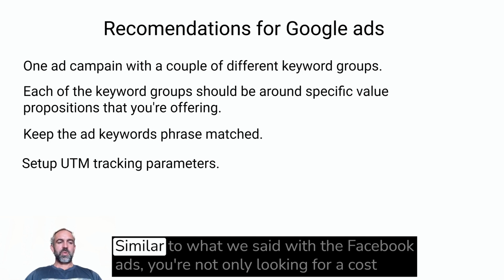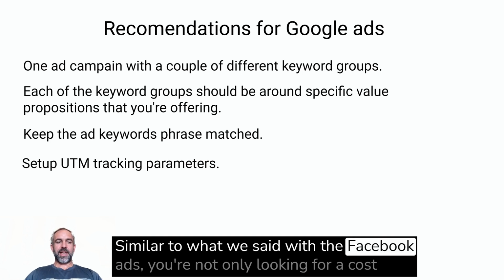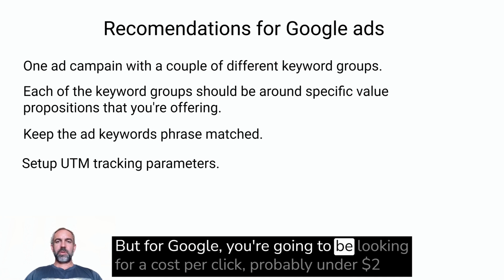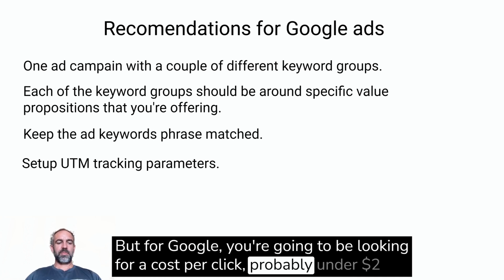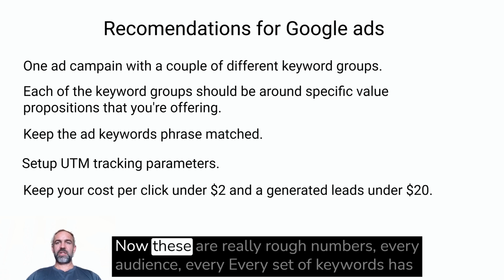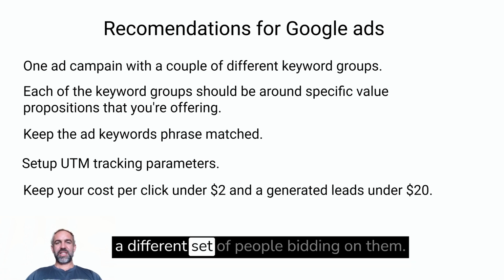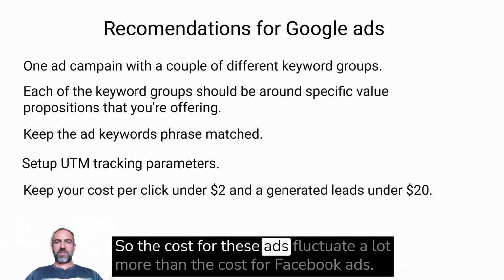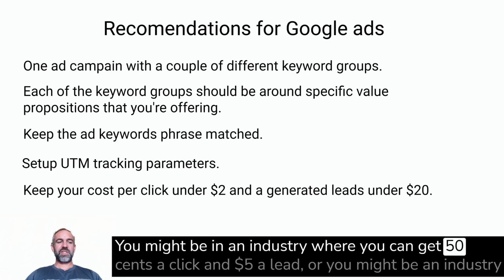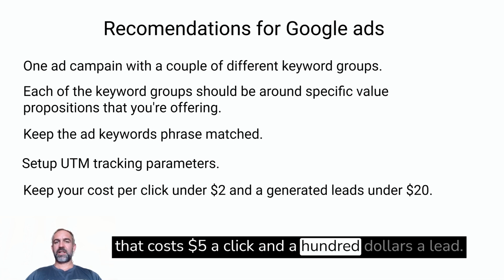Similar to what we said with the Facebook ads, you're not only looking for cost per click and conversion rates, but for Google, you're going to be looking for a cost per click probably under $2 and generated lead at under $20. Now, these are really rough numbers. Every audience, every set of keywords has a different set of people bidding on them. So the cost for these ads fluctuate a lot more than the cost for Facebook ads. You might be in an industry where you can get 50 cents a click and $5 a lead, or you might be in an industry that costs $5 a click and $100 a lead.